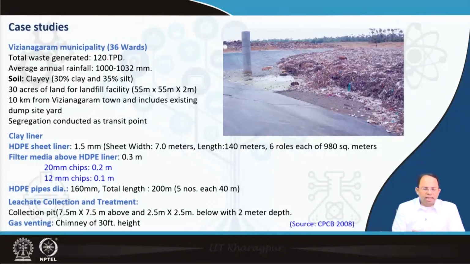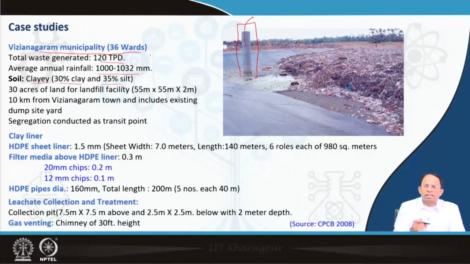Next, coming to another landfill design in Vizianagaram municipality, which has got 36 wards. You can see this pipe sticking out. So this is the gas collection well, a passive well, right? This allows the gas to come out of the lower layers of waste, which is below here. Total waste generated is 120 tons per day. Average annual rainfall is 1000 to 1032 millimeter. Clay soil is available, 30% clay and 35% silt.